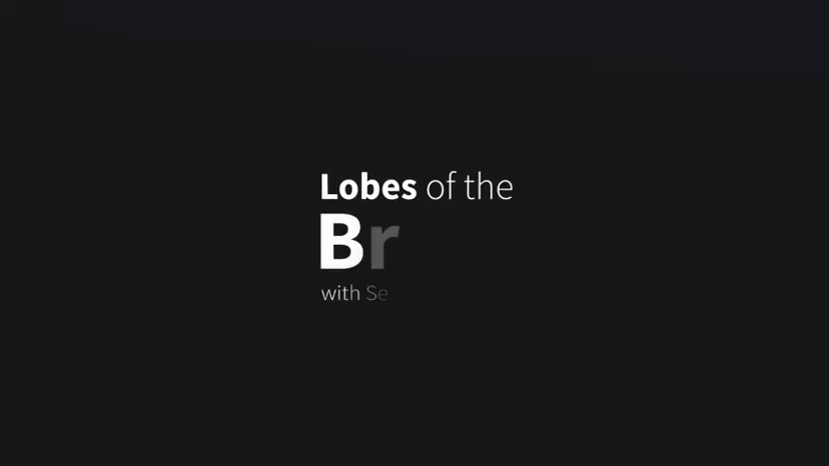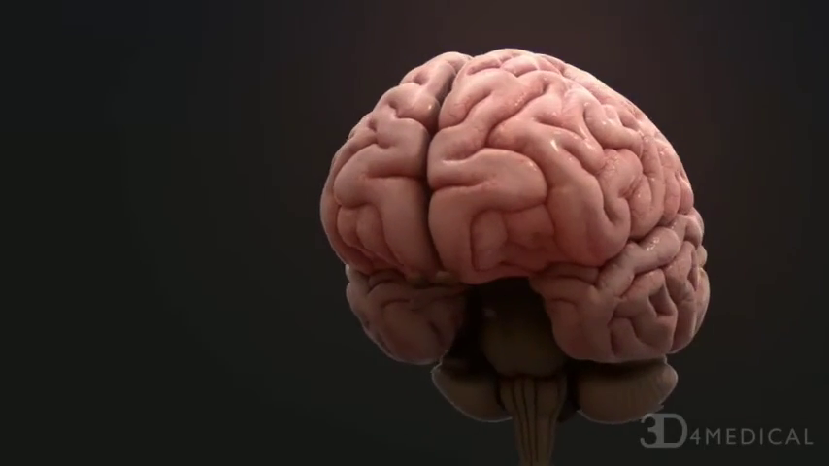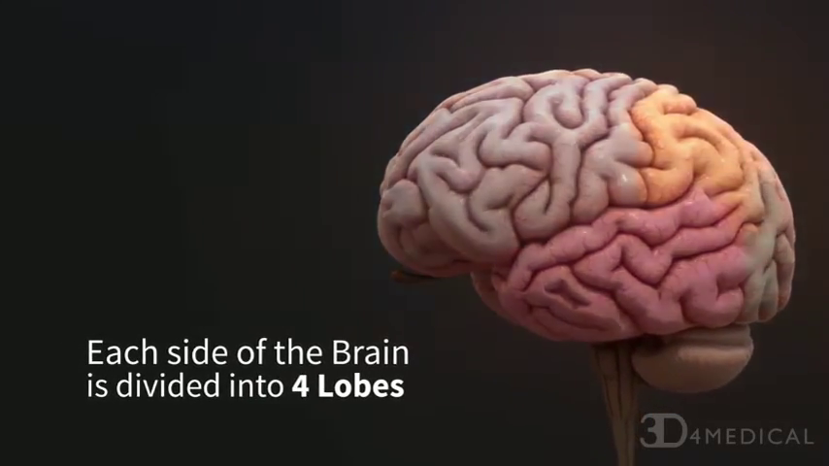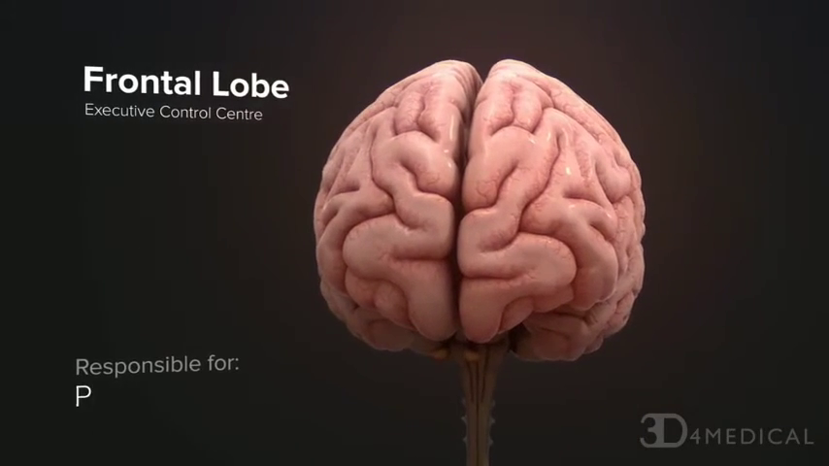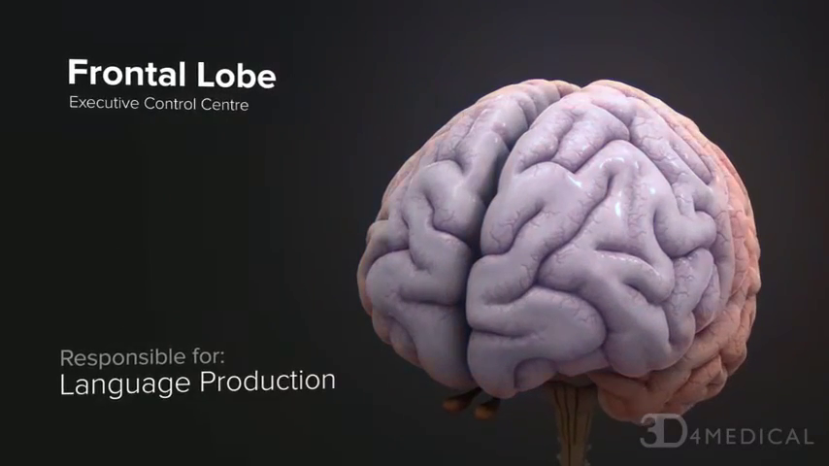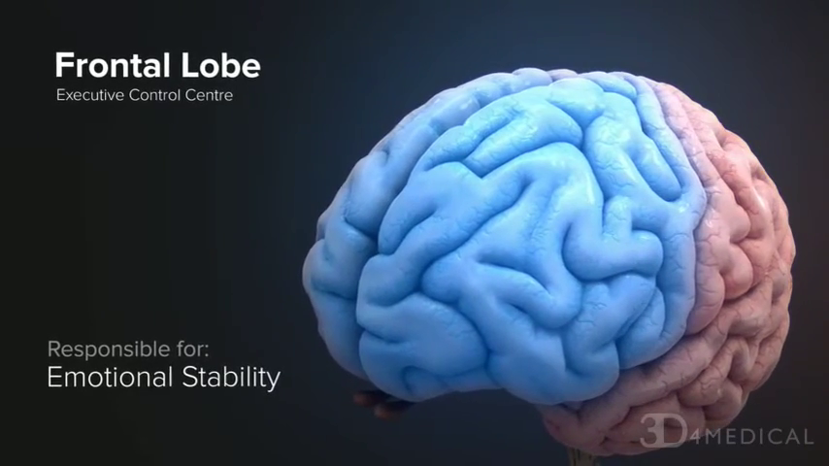Now we are going to see the lobes present in the cerebrum. Just see the image. Each side of the brain is divided into four lobes. The first one is the frontal lobe, which is responsible for planning and thinking, and also for language production, and it is also used for emotional stability.